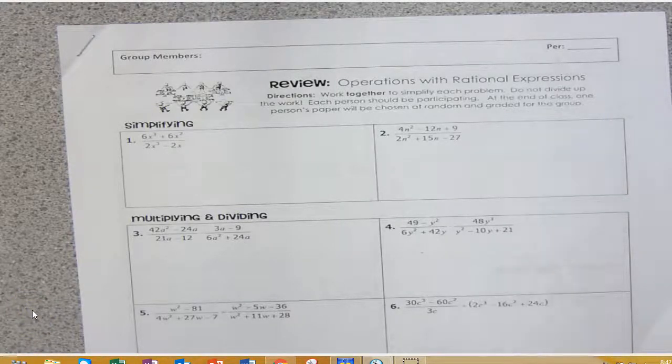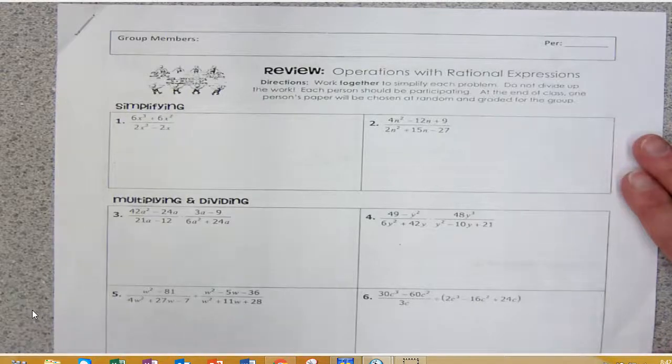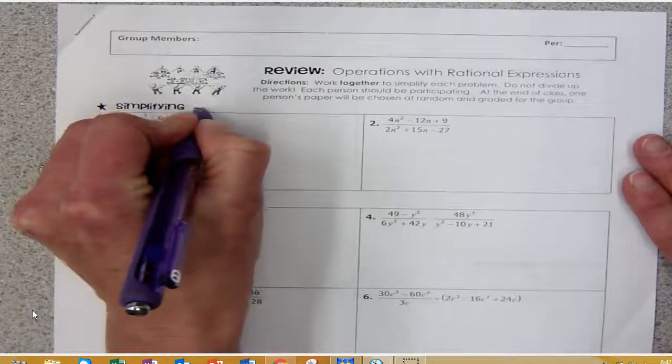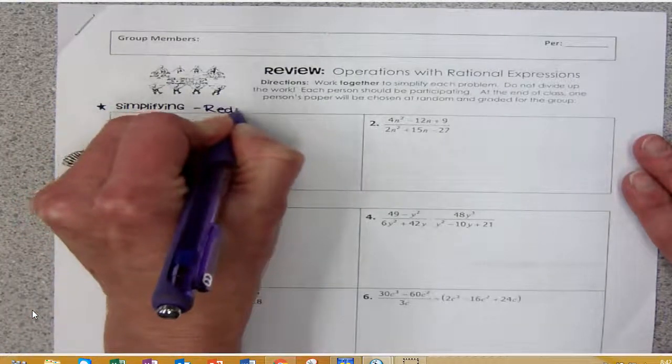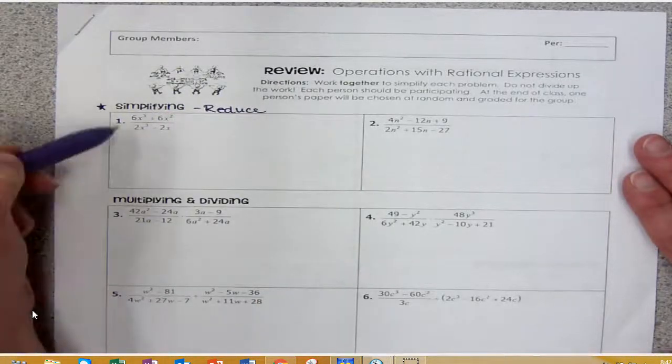Alright, so let's go over this review. I'm going to go through just the odds. I'm going to try and go through as thoroughly as possible without being too long-winded. So when you're just simplifying, what you're trying to do is basically reduce. You're reducing your fraction. You're reducing what you've got.